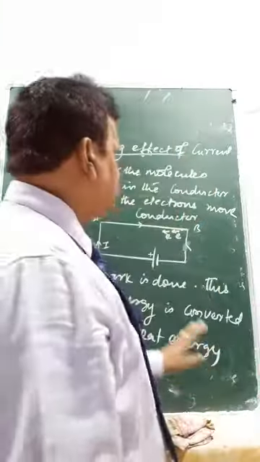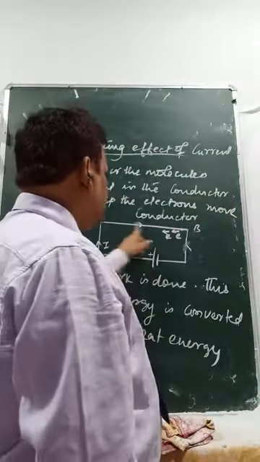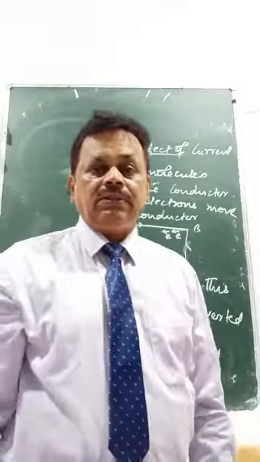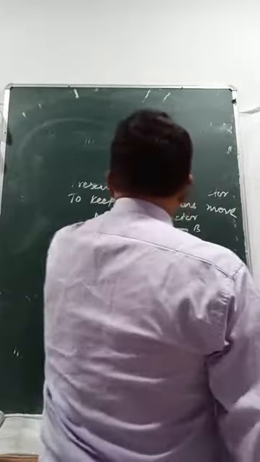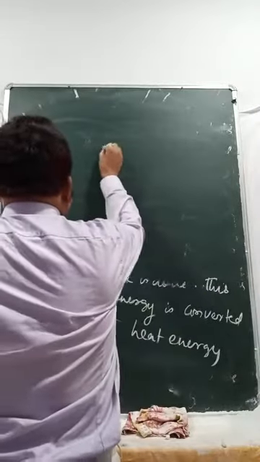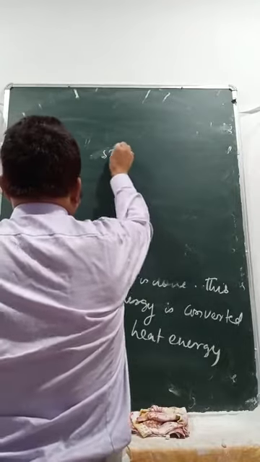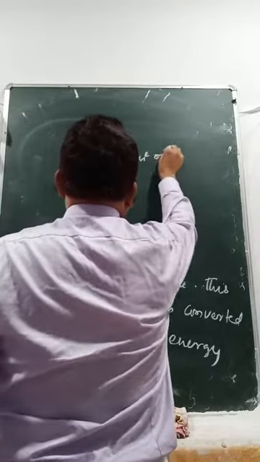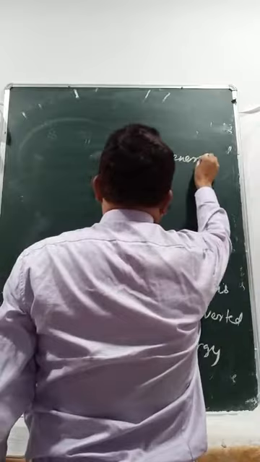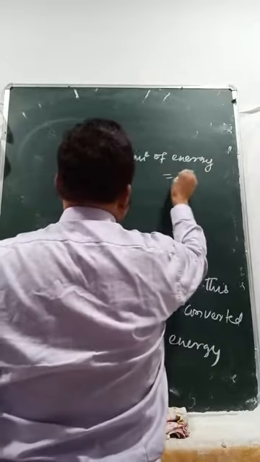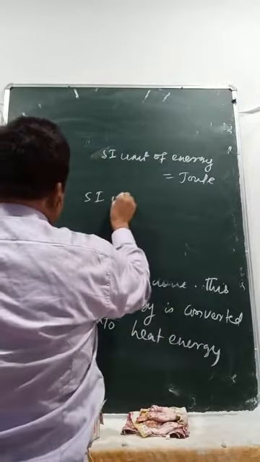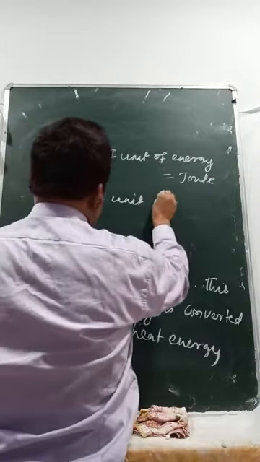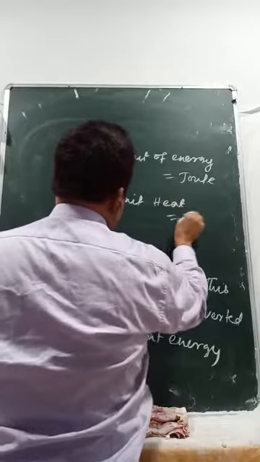That means now you understood, whenever the current flows in a conductor, heat is produced. So now in your notes, call it heat energy. So what is the SI unit of energy? The SI unit of energy is joule. So the SI unit of heat, because heat is a form of energy, is also joule.